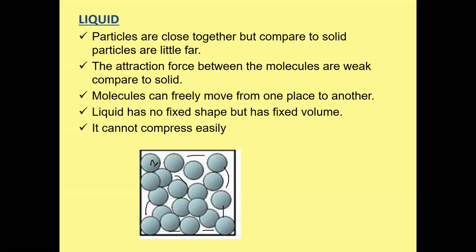These particles can move around each other, meaning particle A can move from one place to another. There is no regular arrangement. You don't have a specific or regular arrangement of the particles. So they take the shape of the container, but it will have a fixed volume. The volume is fixed, but the shape depends on the container in which we have the liquid. So these are the properties of liquid.